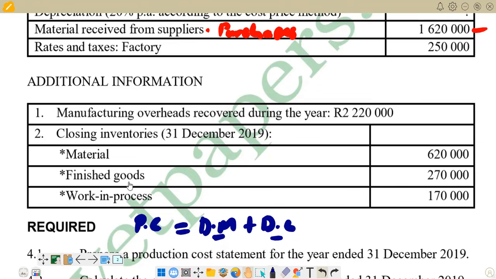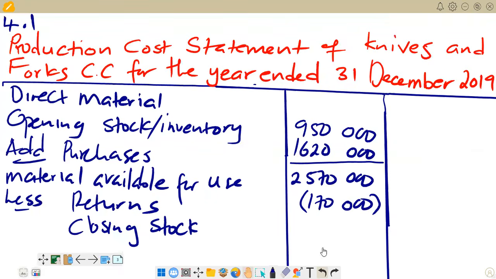Remember, we also have finished goods and work in process, but we are not concerned about them at this point. Finished goods are going to be included in the calculation of cost of goods sold, and work in process we are going to adjust at the end of this production cost statement. So we are going to use this one, 620,000. We go back to our statement that has closing stock 620.